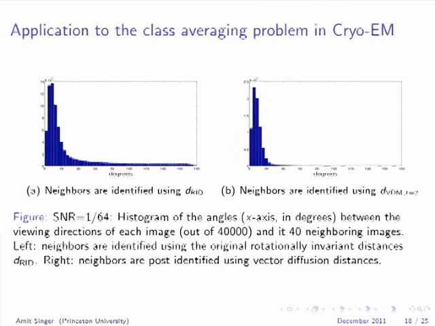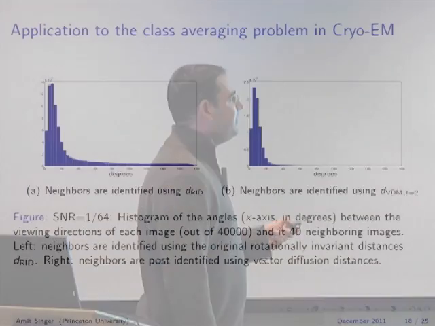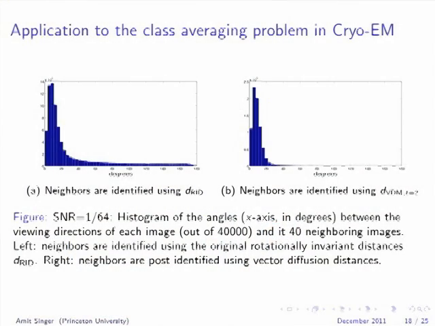And after you apply the vector diffusion map framework and take only the 40 nearest neighbors in terms of the vector diffusion distance, you can see that many of the outliers have been completely removed. Before, there was a fat tail of about 50% of the neighbors beyond, say, 20 degrees, but now there is a tail of only about 5% of the neighbors.